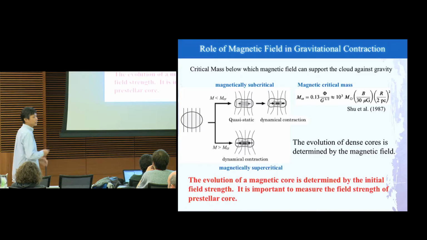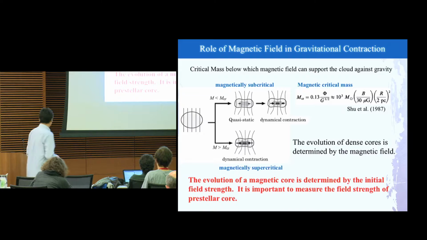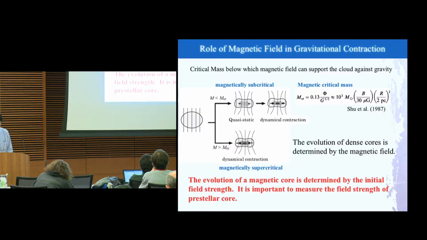So in that sense, it's very important to measure the strength of the magnetic field associated with dense cores before star formation happens, which we call prestellar cores. However, the current Zeeman observations are very limited in the density range.